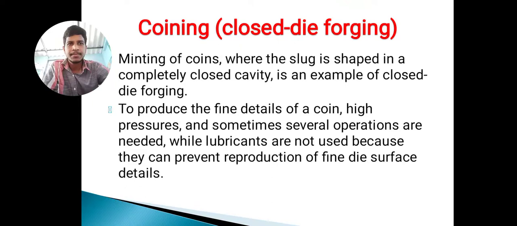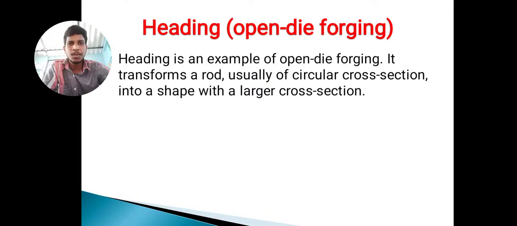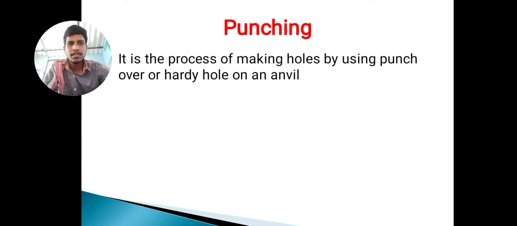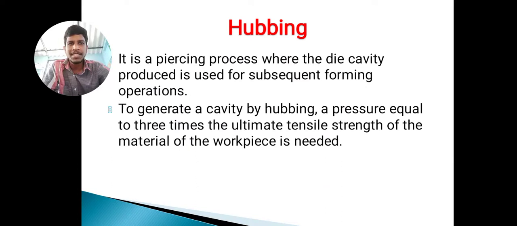Next, heading. Heading is an example of open die forging. It transforms a rod, usually of circular cross section, into a particular shape with larger cross sections. The heads of bolts, screws and nails are examples of the heading process. Next, punching. Punching means making holes by using an anvil. Hubbing is a piercing process where the die cavity produced is used for a subsequent forming operation. Forming means changing the shape or size.